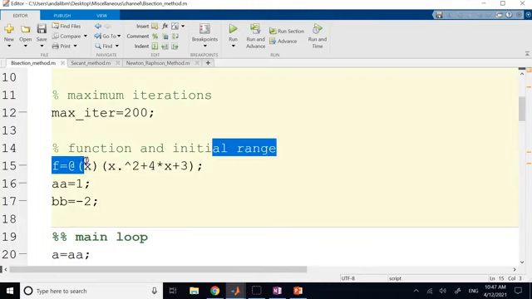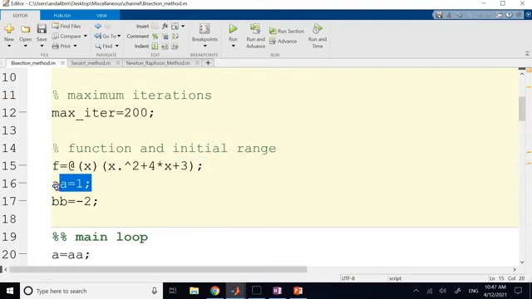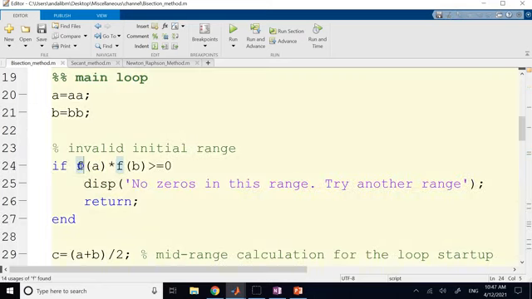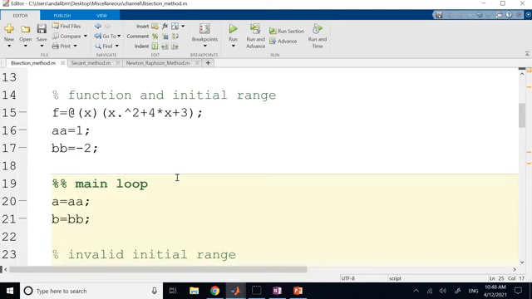And here I'm using inline functions, okay? And I have provided the range of 1 and -2. And you see here, first my algorithm checks, say, hey, if f of a times f of b is bigger than or equal to 0, it means there is no 0 in this range. Now remember, this is not perfectly correct. You have to say bigger than 0, because if it's 0, it means one of the a or b that you provided is actually the root. So here we say if it is bigger than 0, it means there is no 0 in this range. Now, is that completely correct? No. But here we ask the user to give us a better range.